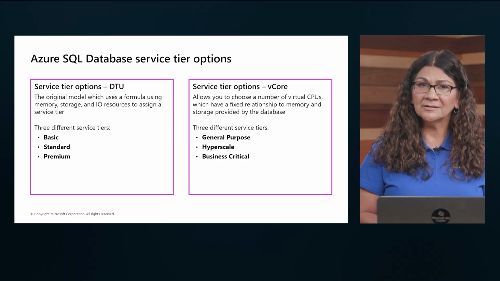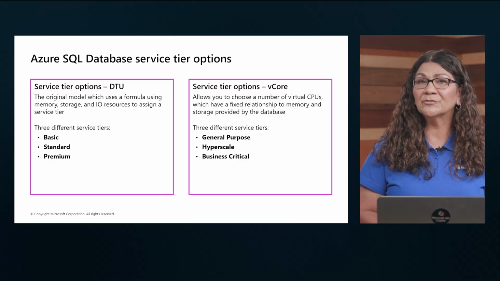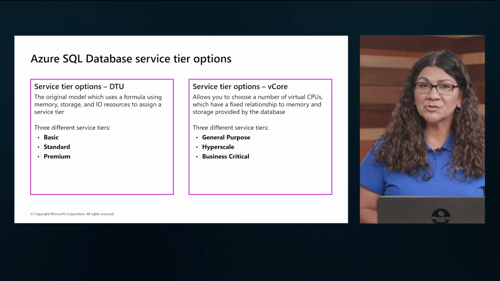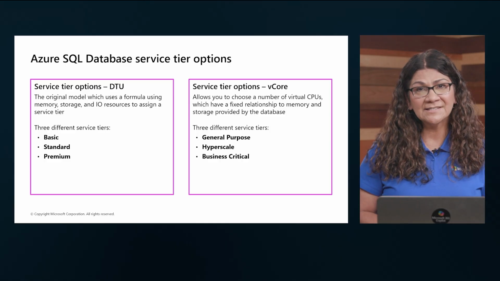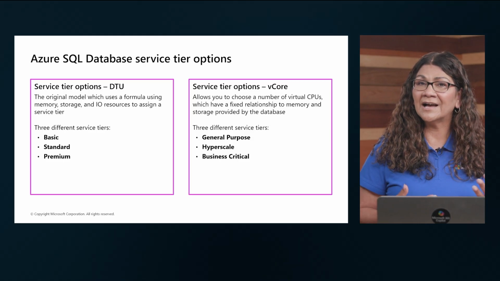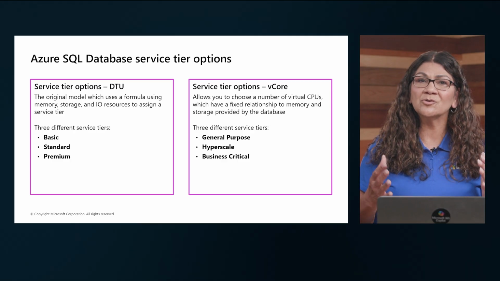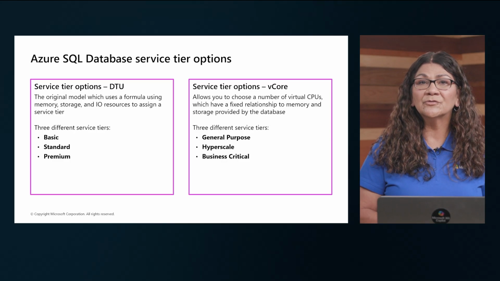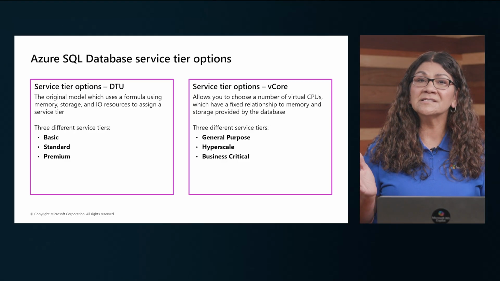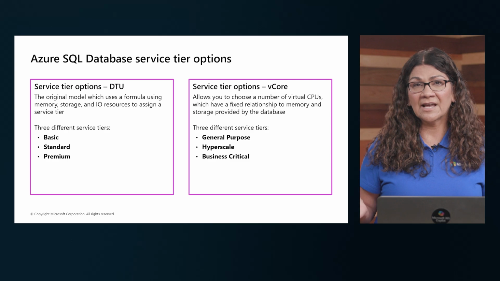The vCore model, now the default, provides more flexibility by letting you choose the number of virtual cores and storage independently. It includes general purpose for most workloads, hyperscale for massive, scalable databases, and business critical for low latency, high resiliency needs. vCore tiers are better suited for organizations needing granular control and scalability. For instance, business critical is ideal for financial systems, while hyperscale supports analytics-heavy workloads with rapid restore and read scale-out.